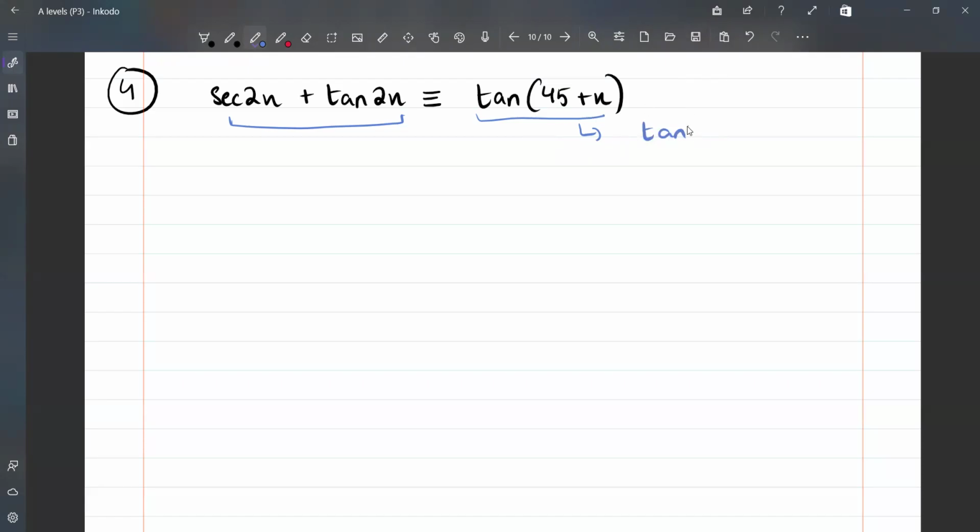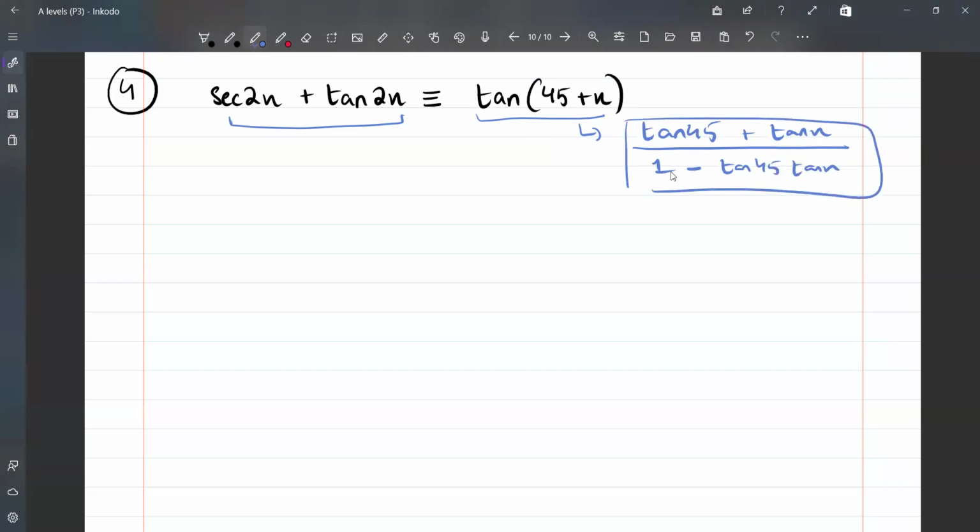tan 45 plus tan x upon 1 minus tan 45 tan x, because this is essentially what we have to prove. We have to simplify the left hand side to get this, because this and tan 45 plus x are essentially the same. Okay, so yeah, let's start solving.